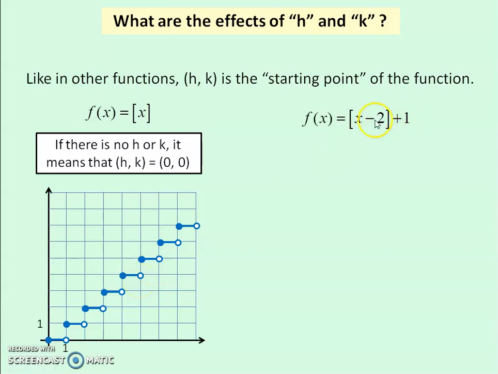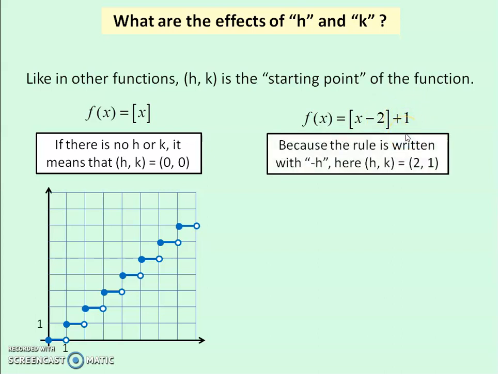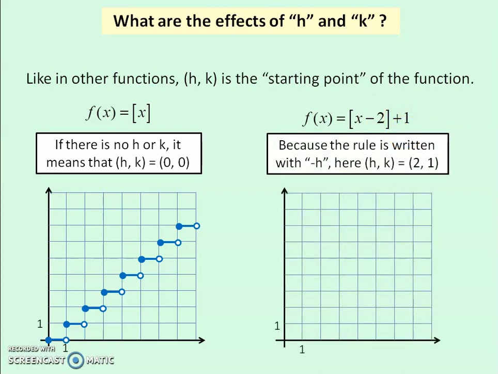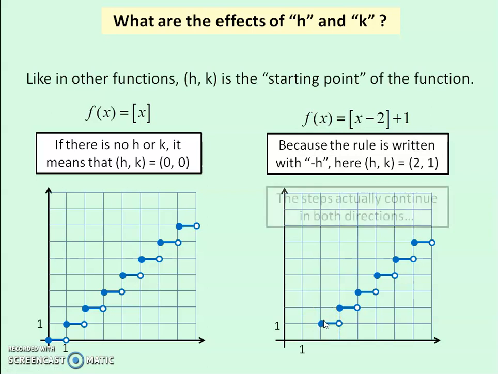In this case, my h value is 2 and my k value is 1 because there's a fixed negative. What that means is that I'll have a filled-in dot at 2 and 1. So at the point (2, 1), I'd have a filled-in dot. And the rest of my function continues from there. So the impact of the hk is that at hk, I will always have a filled-in dot. I'll continue the rest of my function from there.